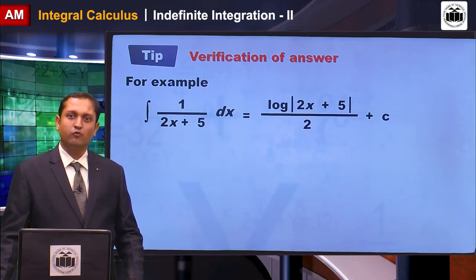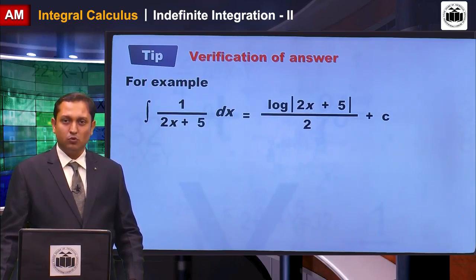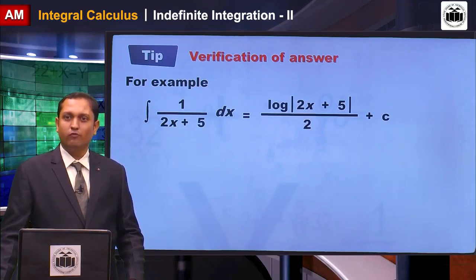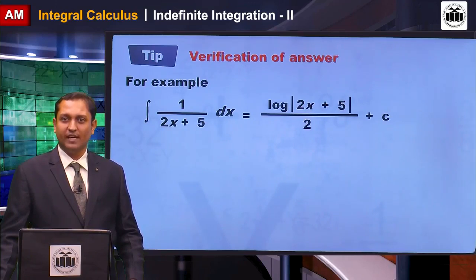Now, if we want to verify this answer, what do we need to do? As you all know, integration is nothing but antiderivative. So, if the answer of integral 1 upon (2x plus pi) dx is log mod (2x plus pi) upon 2, then obviously by definition of integration, the derivative of log mod (2x plus pi) upon 2 should be equal to 1 upon (2x plus pi). So, let us obtain the derivative of log mod (2x plus pi) upon 2 and see what answer we get.